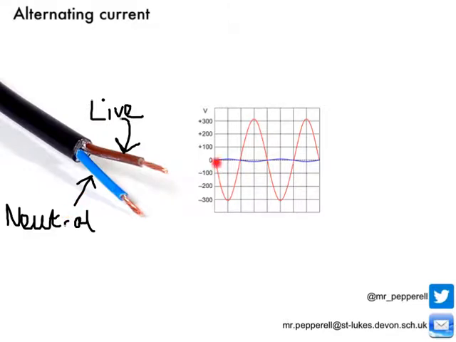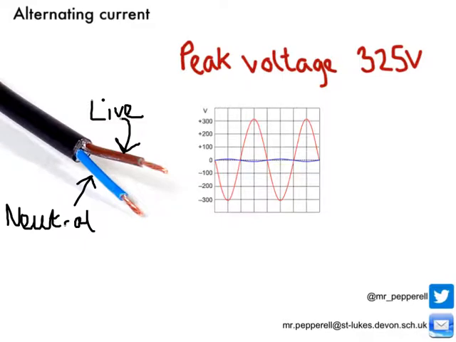Why is it? Well, if we look at the neutral wire, the potential of that one is down here, practically zero. The potential of the live wire is up here at positive 325 volts, which means we've got a potential difference. The difference between the two is 325 volts, and that difference between the two wires makes the current flow. This is what we refer to as the peak voltage. Up here, 325, that's as high as it goes. So in the UK, our peak voltage is 325 volts.